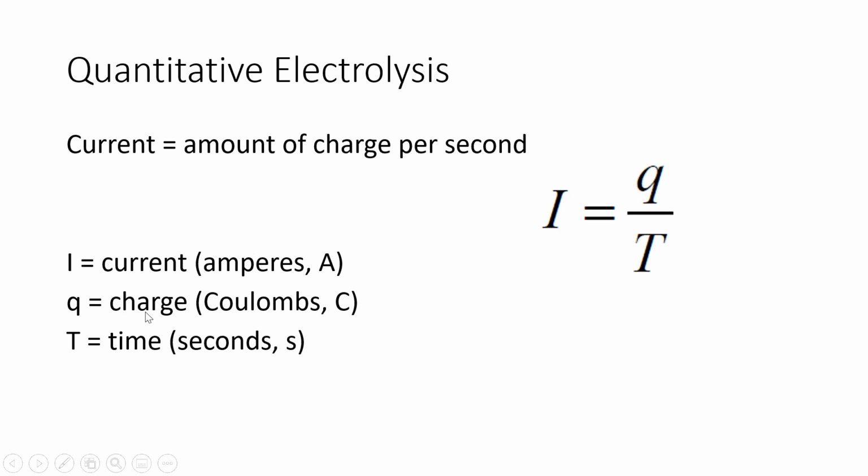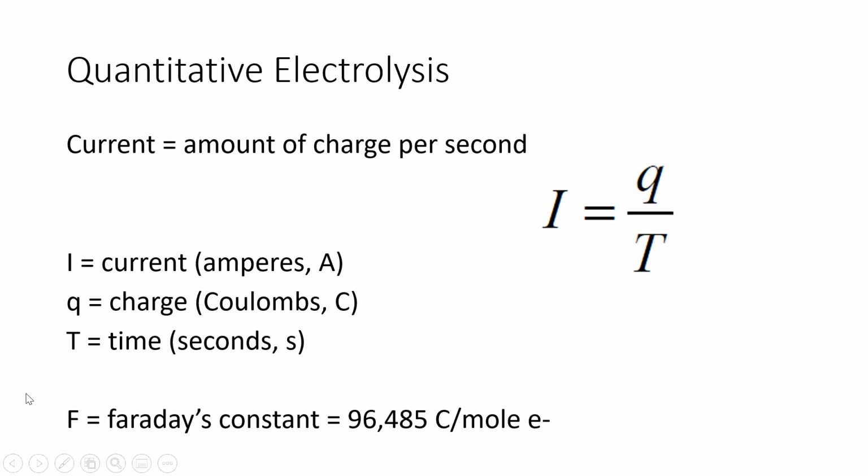Q is the charge. We measure charge in coulombs. And then T is time. And in this case, we're measuring time in seconds. So you can think of this as an amp is a coulomb per second. That's what this equation is representing here in terms of the units. And then the other important info that we'll use is Faraday's constant, again, which is a ratio, 96,485 coulombs per mole electron. So notice we have several ratios here. We've got coulombs per second, we've got coulombs per mole electron.